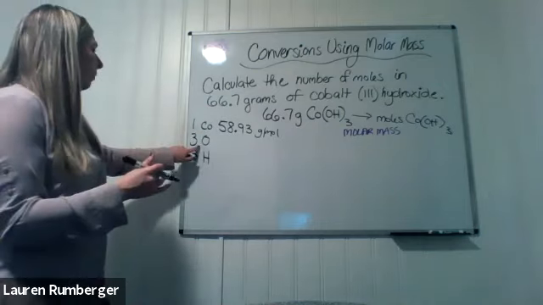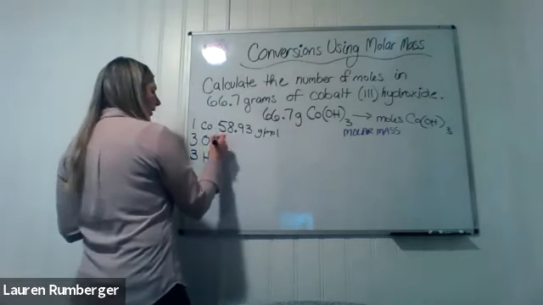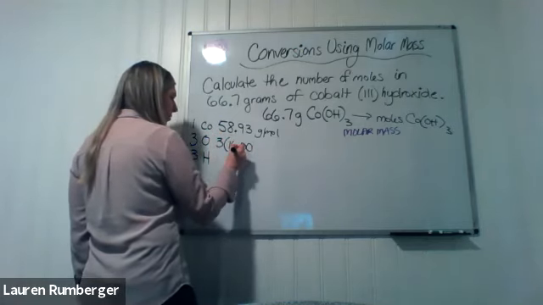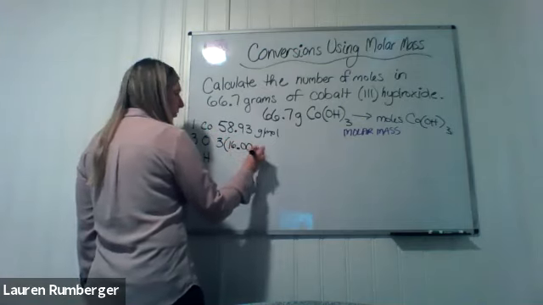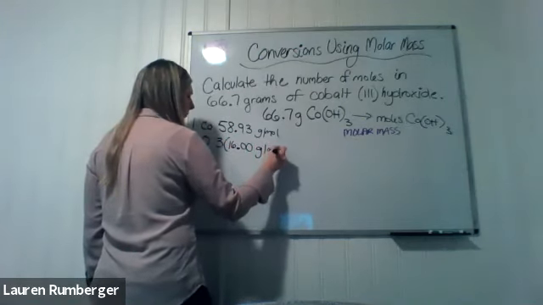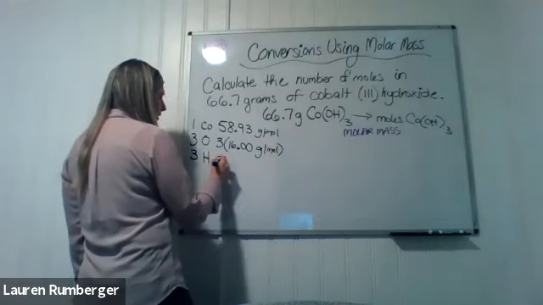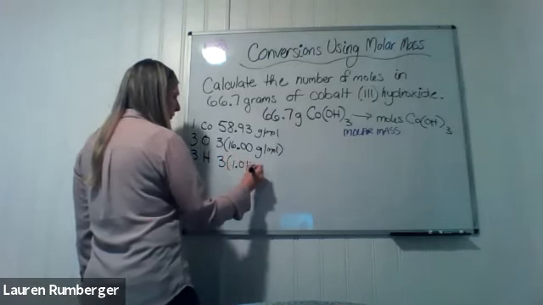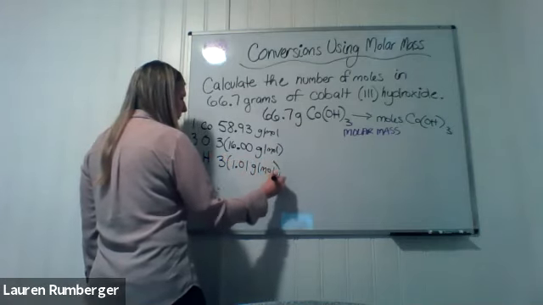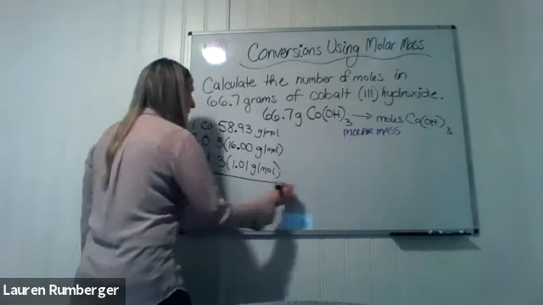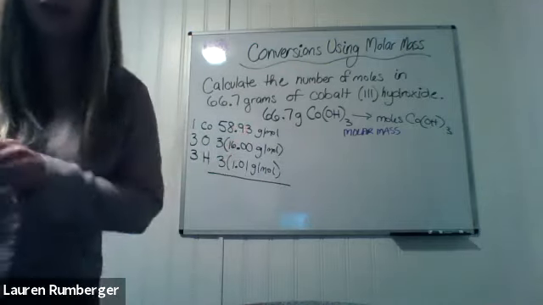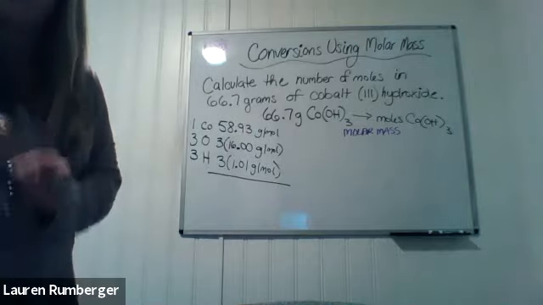Okay. Now, 3 oxygens. 3 oxygens would be 3 times 16.00 grams per mole. And then 3 hydrogens will be 3 times 1.01 grams per mole. Okay, so now we're going to add these together to give us the total mass of the elements that make up cobalt-3 hydroxide.